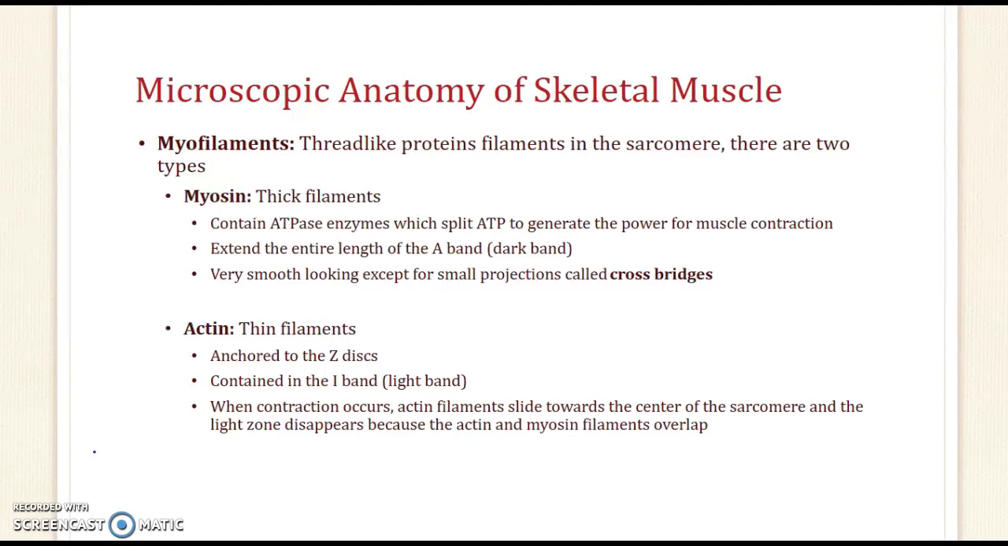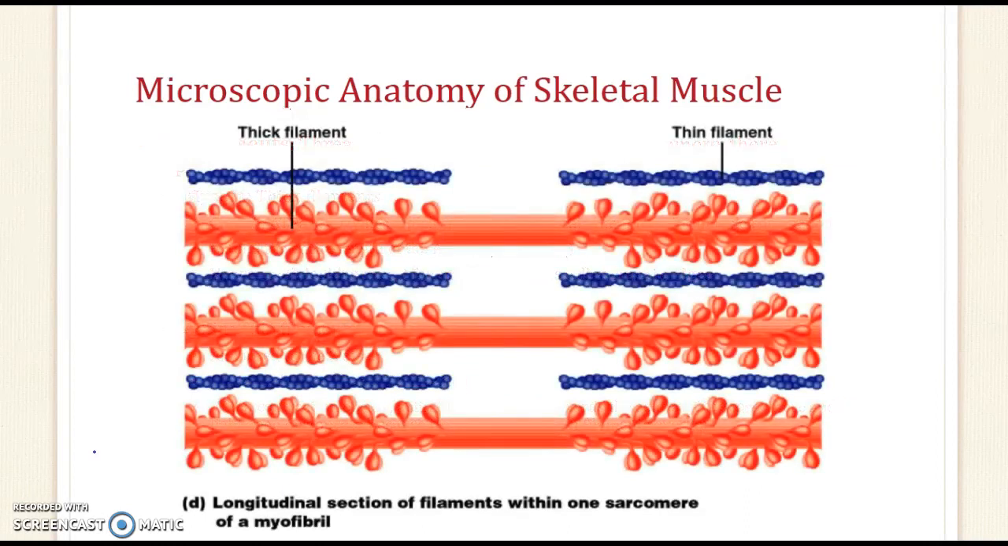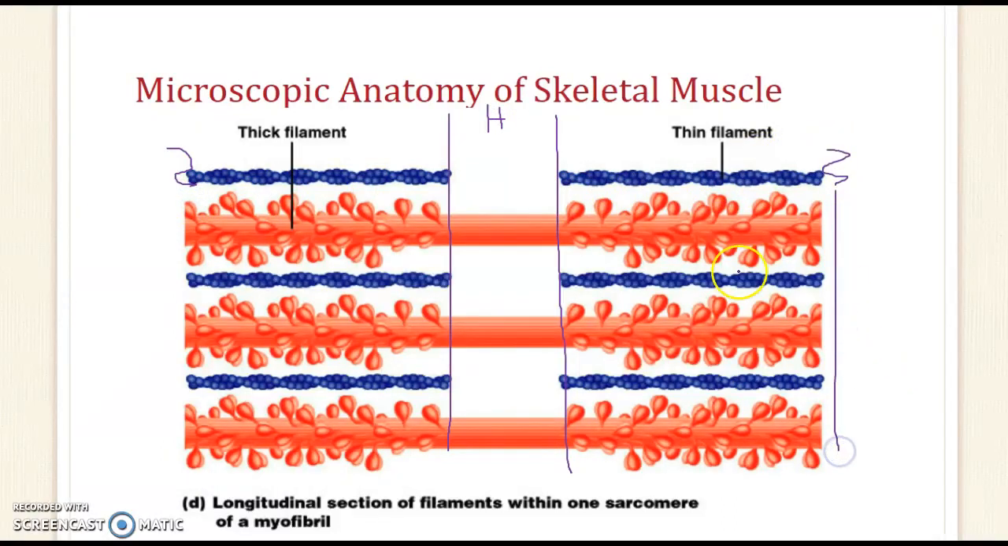When contraction occurs, the myosin and actin slide past each other, and the actin filaments go towards the center of the H zone, causing it to disappear. So this is a super close-up of these filaments. Let's say right here is our H zone. And we'll say this is a Z disc over here and a Z disc over here, and it would span the whole thing.